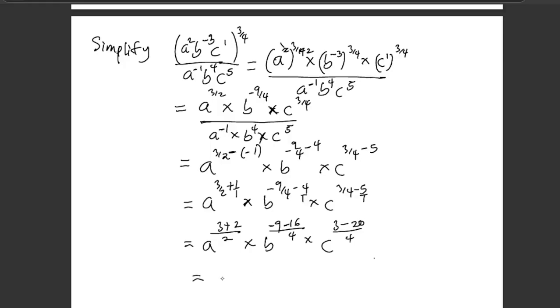Then now we have a to the power simplified, 3 plus 2 is 5, 5 over 2. B to the power minus 9 minus 16 is minus 25 over 4. Then c to the power 3 minus 20 is minus 17 over 4. And that's the answer.